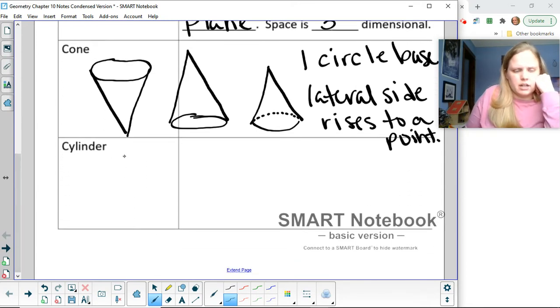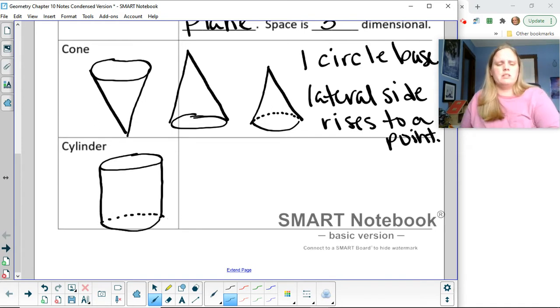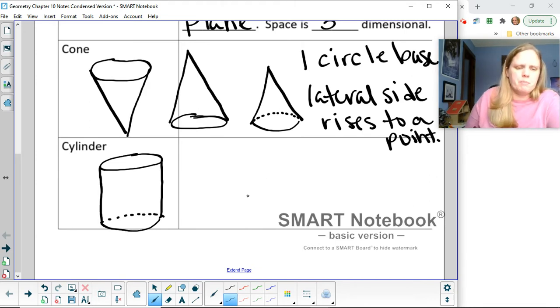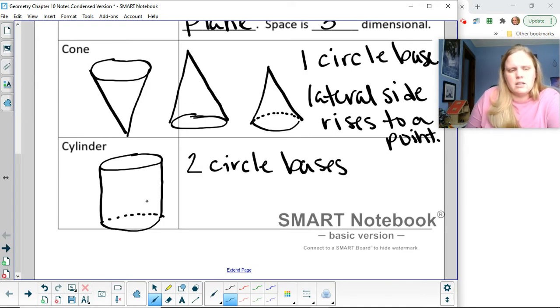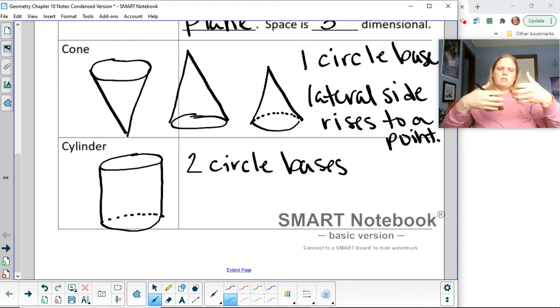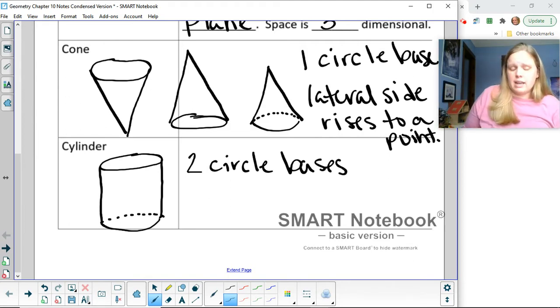All right, a cylinder. A cylinder would be like a soup can, or maybe a can of vegetables. Pop cans are similar, but they're not exactly perfect cylinders because of the weird shape they have on the top. A cylinder is kind of like a cone because it has a circular base, but it actually has two bases. So the top and the bottom are considered the bases. So two circle bases. And then the lateral side, if you were to unroll it, actually makes a rectangle, or it could be a parallelogram if the cylinder is slightly tipped.